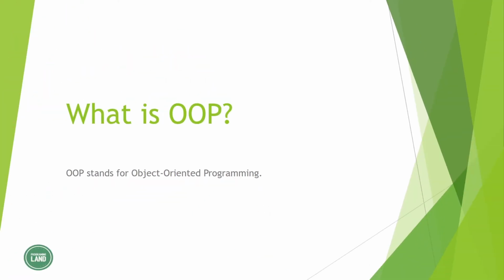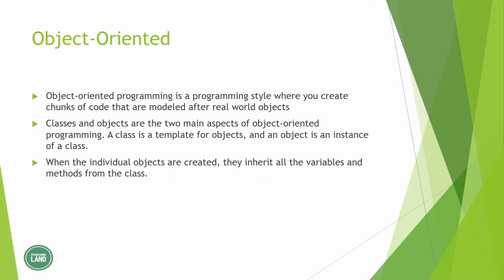First of all, you have to know what is OOP and what OOP stands for. It stands for Object-Oriented Programming. Object-Oriented Programming is a programming style where you create chunks of code that are modeled after real-world objects. You know, in object-oriented programming, there are two main concepts, which are classes and objects.